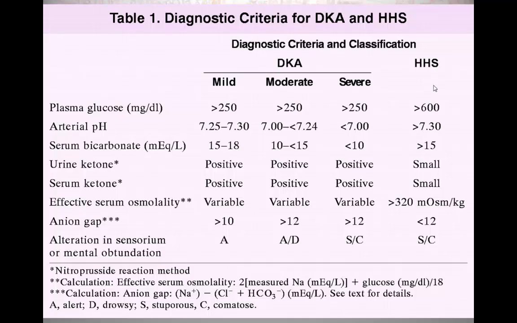And these patients normally don't spill ketones in urine or in plasma. Some could have it, but very, very small. Serum osmolality, both of them are dehydrated. Of course, HHS is more dehydrated than DKA. Why? Because of the values of glucose. The higher the glucose, the higher the osmotic effect, the higher the dehydration. Patients in DKA tend to have more metabolic acidosis, so the anion gap is greater than 12, but less than 12 or normal in HHS.